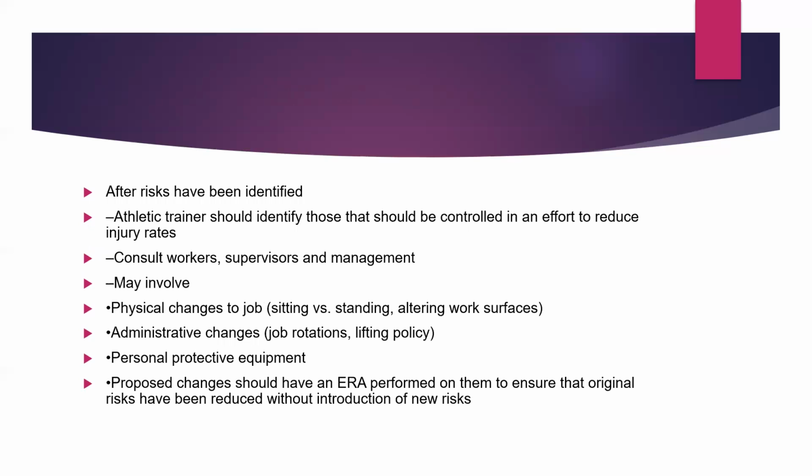After risks have been identified, the athletic trainer should identify those that should be controlled in an effort to reduce injury rates, and consult workers, supervisors and management. Controls may involve physical changes to the job, such as sitting versus standing or altering the work surface, and administrative changes, such as job rotations, lifting policies, and personal protective equipment. The proposed changes should have an assessment performed on them to ensure that the original risks have been reduced without introduction of new risks.